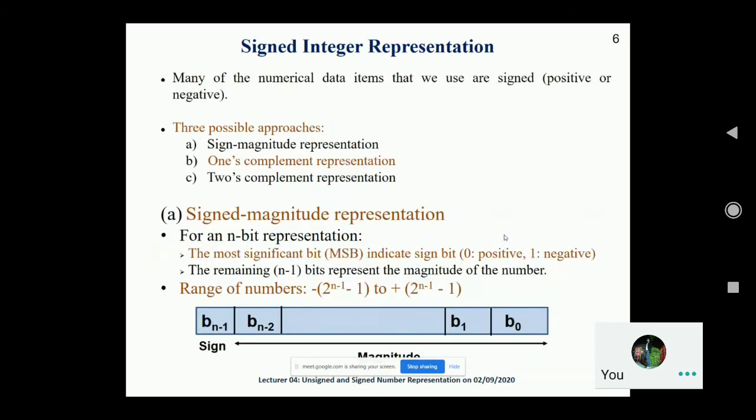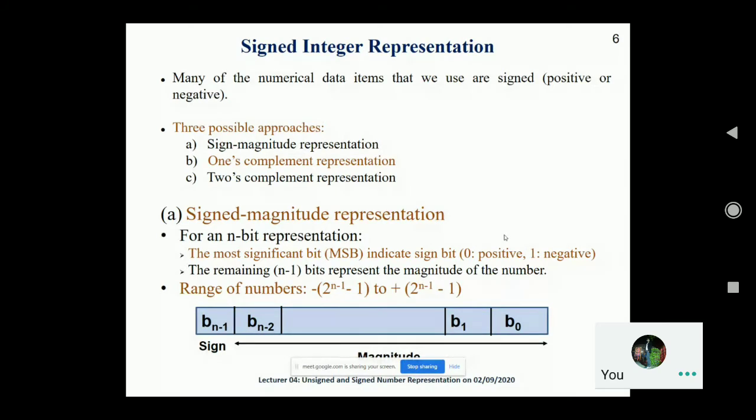Next, signed integer representation. I have already discussed that many of the numerical data items we are using are signed, maybe positive or negative. In some cases, by default, if we are not representing any sign symbol, we know that the number is positive. But in digital circuits, in some cases we have to mention that this is a positive number and this is a negative number. For that purpose, signed integer representation is very essential.